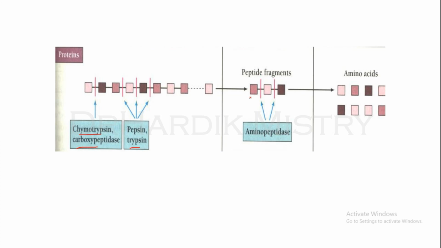Now these polypeptides are converted to dipeptides, tripeptides, or small peptides. There are two different types of enzymes. You already know that one is the aminopeptidases, and the second is the intracellular peptidases, which convert dipeptides or tripeptides into amino acids. So finally here we have the amino acids. There are different types of amino acids.